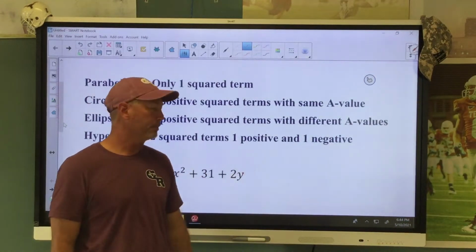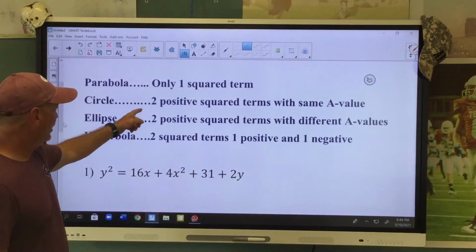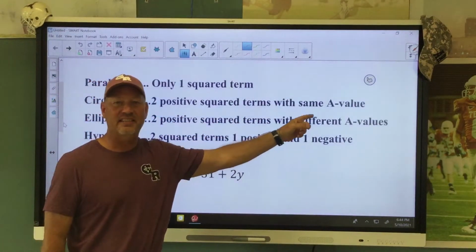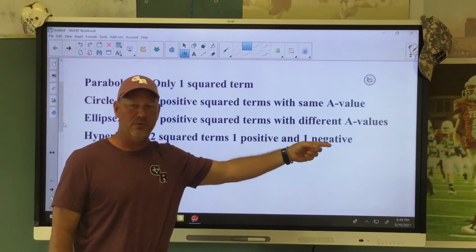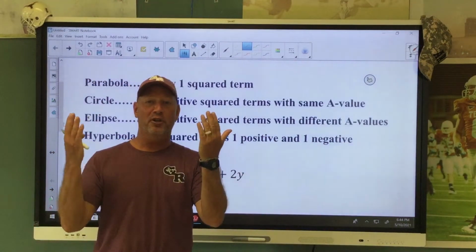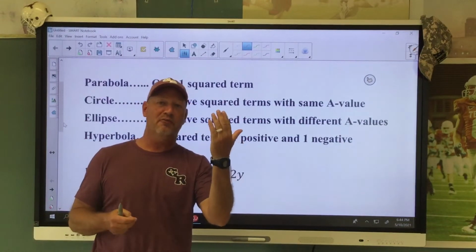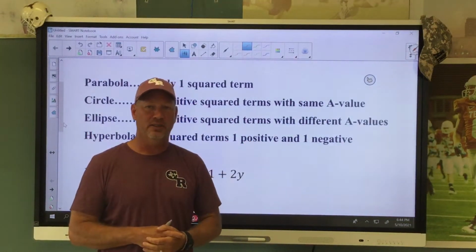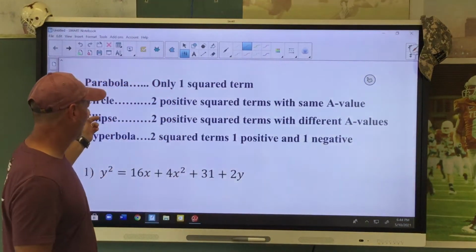So if we ask you to put it in standard form, you're going to have to change that from vertex to standard form. If there are two positive squared terms and they have the same a value, meaning the coefficient in front of the x squared and the coefficient in front of the y squared is the exact same number and they're both positive, you will have a circle.